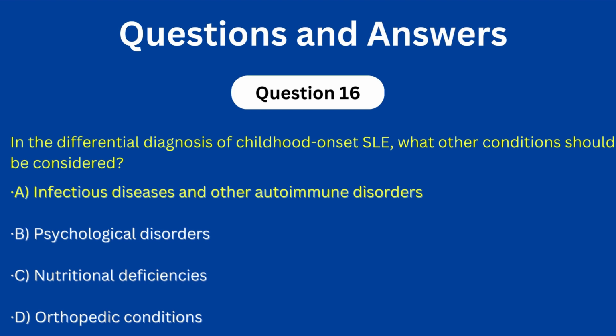So the presence of overlapping symptoms and lab abnormalities with these conditions makes it challenging to diagnose systemic lupus. Therefore, thorough evaluation, including detailed history, physical examination, and appropriate lab testing is vital to differentiate systemic lupus from other conditions.